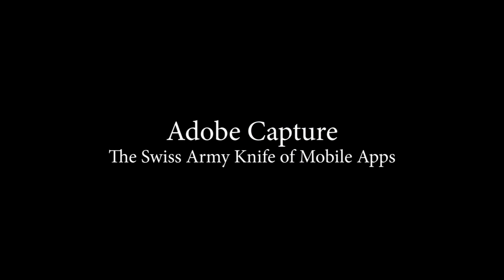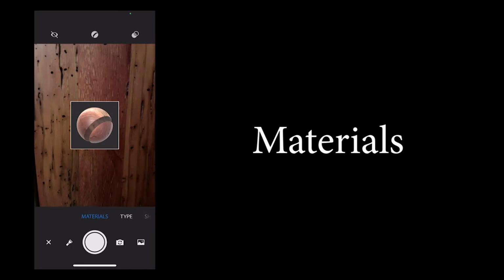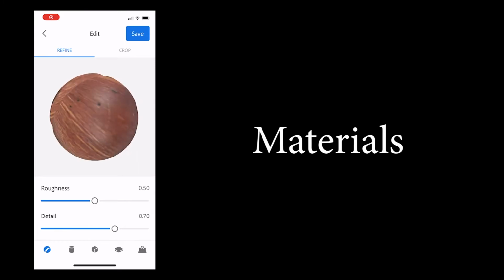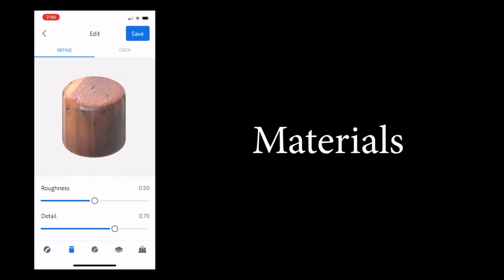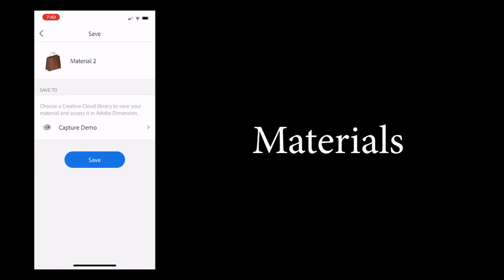All right, we've got a lot to do tonight because this is Adobe Capture, the Swiss Army knife of mobile apps. We start with materials, and here you use your camera to take a look at just about anything. This happened to be a wooden cabinet. You snap a picture and it starts to create what they call materials, which is really just a bump map to go over 3D objects, and they give you these examples of a flat sheet and a sphere and a cylinder and even a shopping bag. So this is how you get materials.